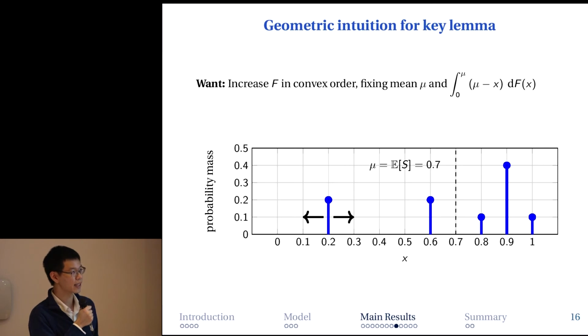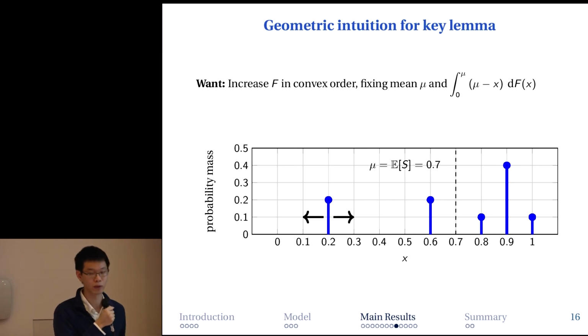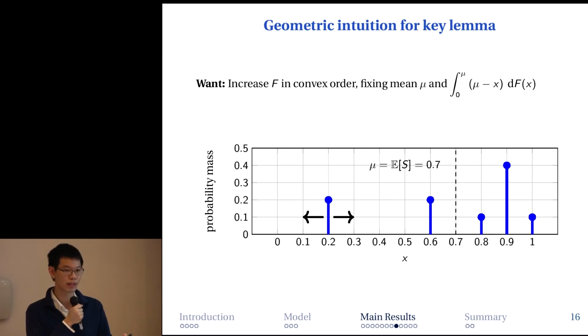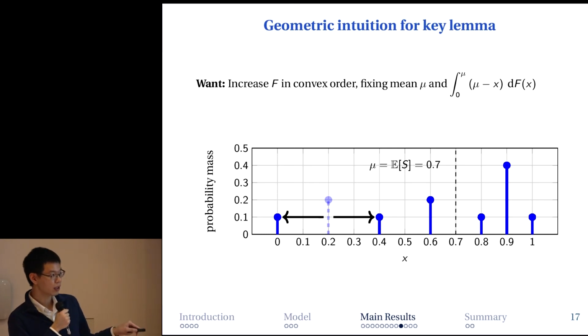And the way we do that is we take the point mass. Here we take the point mass at 0.2, and we're going to split it into 2 equal pieces and drag these 2 pieces apart. So that's what I've done here. We have stopped here because one of the pieces has hit one of the boundaries, in this case 0.